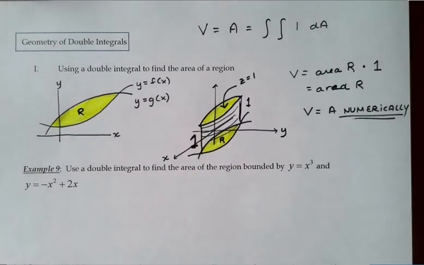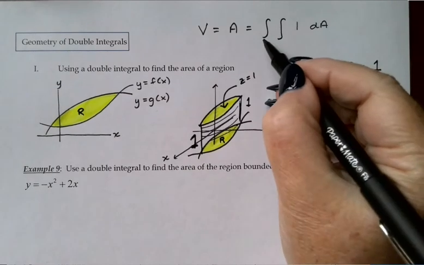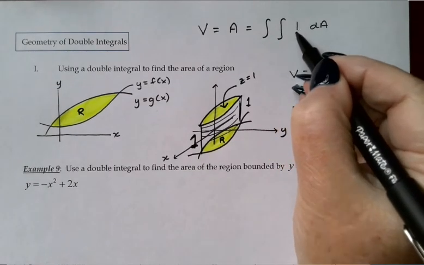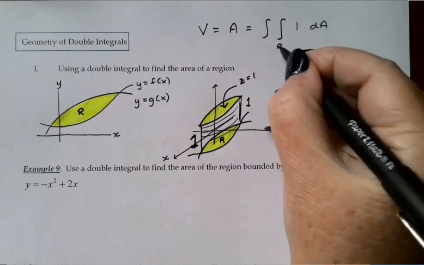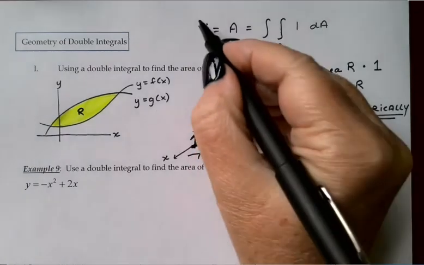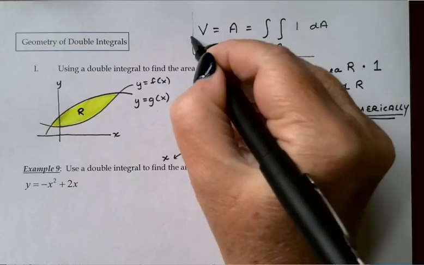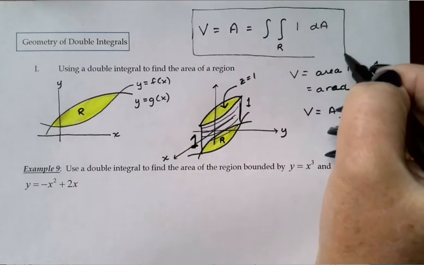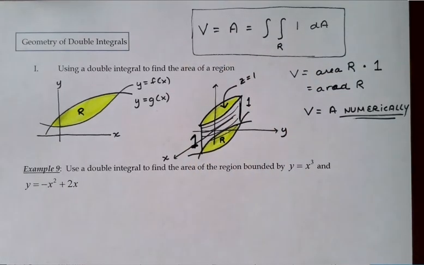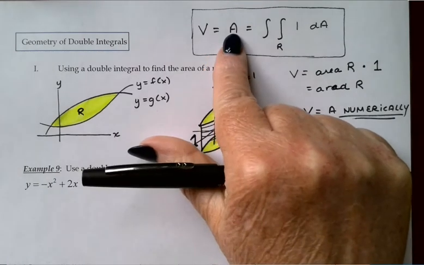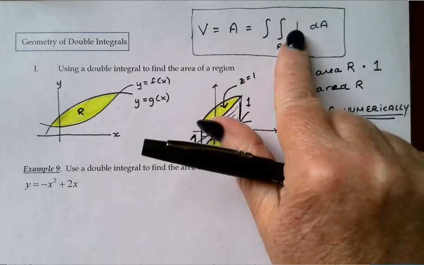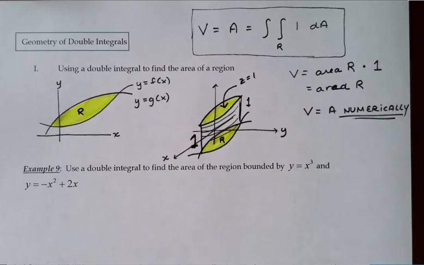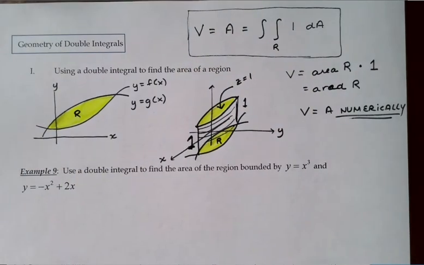So again, volume is going to be the same as area numerically. I'm taking the double integral of the height function, which is 1, dA over the region R. So what we're basically saying here is to find the area of the region, essentially imagine you're finding the volume, but with a height of 1. All right, let's use that technique to do example 9.